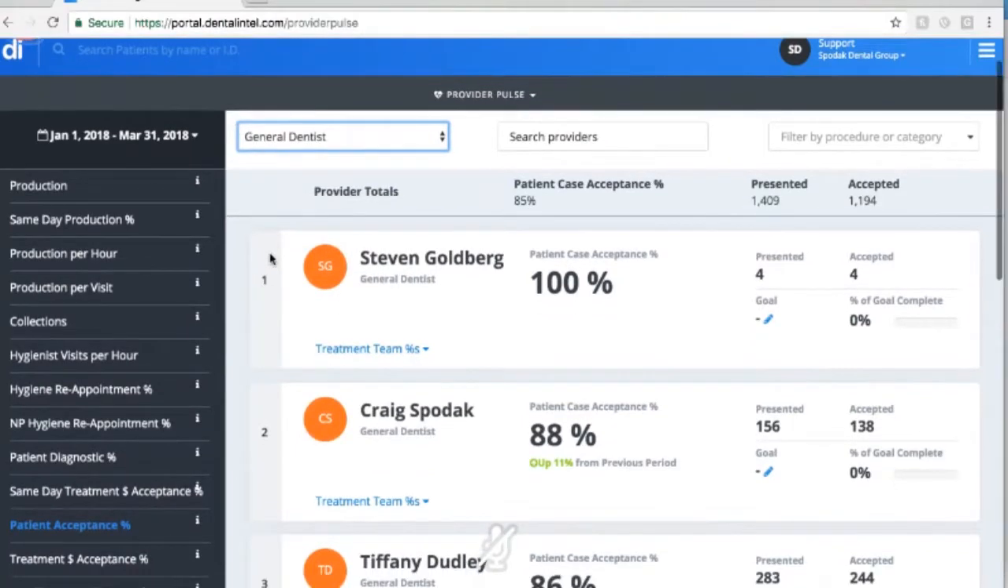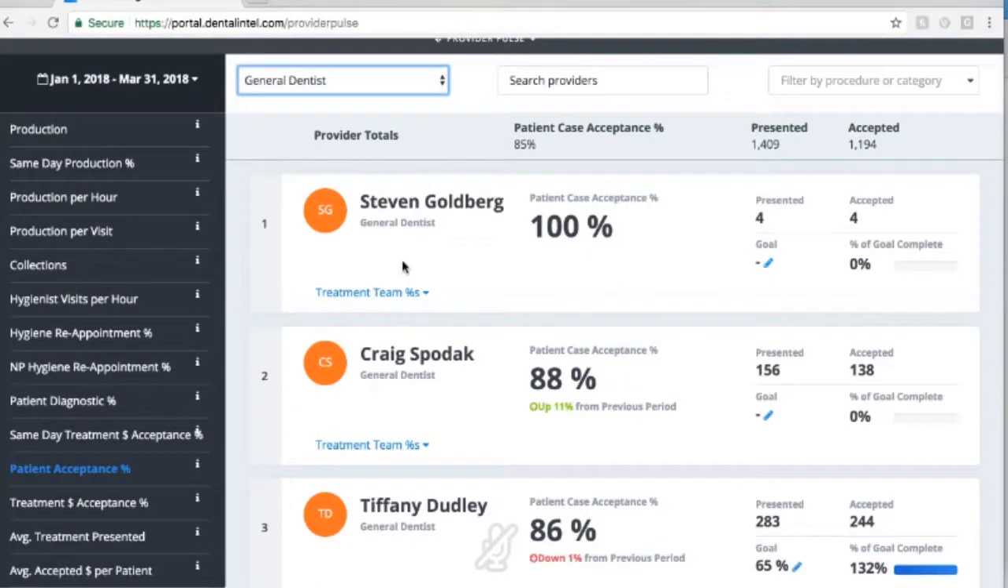Absolutely. All right. So, people accepting. Look at this. 85% out of the 1,400 patients that they presented treatment to last quarter, almost 1,200 people accepted something. They said yes. Is that good? Yeah, that's pretty dang good.